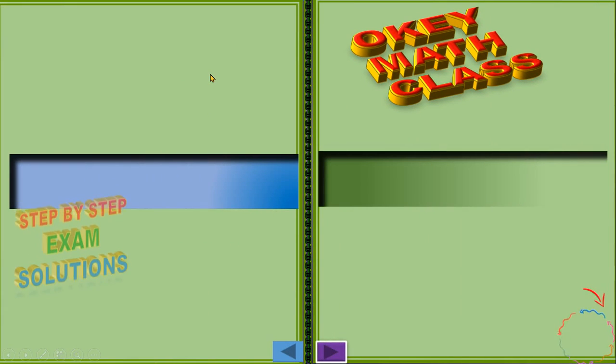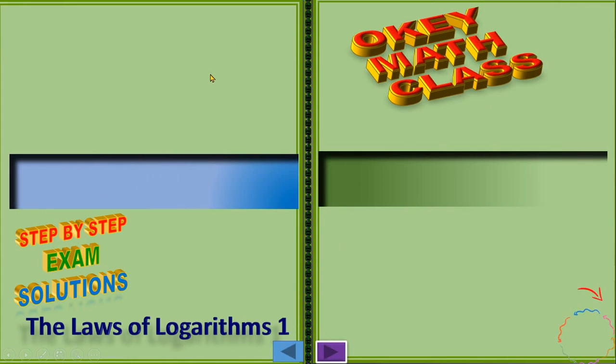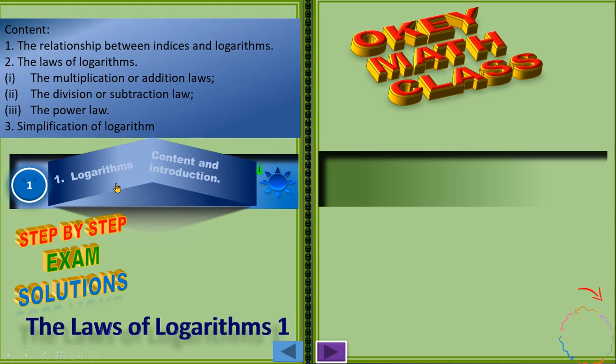Math class presents step-by-step exam solutions. The laws of logarithm, number 1. These are the things we are going to study. Number 1, logarithms, content and introduction. Relationship between indices and logarithms. The laws of logarithm: multiplication or addition law, division or subtraction law, the power law, and then simplification of logs.